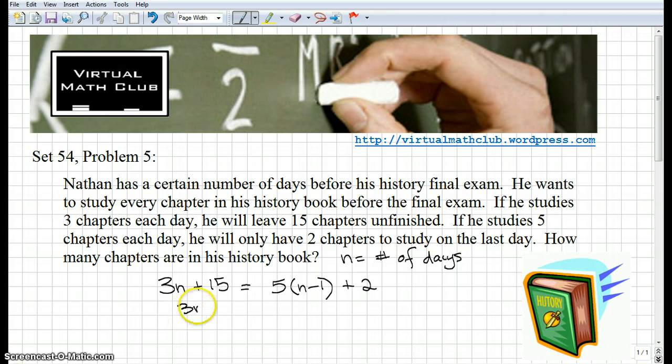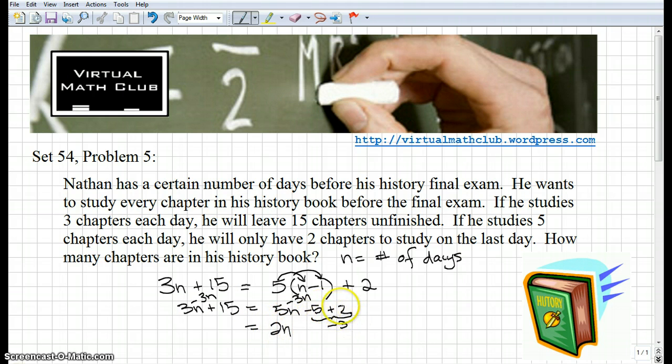So this is just 3n plus 15, and I can take the other side and distribute the 5 within the parentheses, and so that's 5n minus 5 plus 2, which is just 5n minus 3. And then, okay, I'm seeing a 5n over here and a 3n over here. Let's combine like terms, and I want to subtract 3n from both sides. I'm doing that rather than subtracting 5n from both sides because I like positive numbers, and so 3n minus 3n is just 0, and what we have over here is 2n.